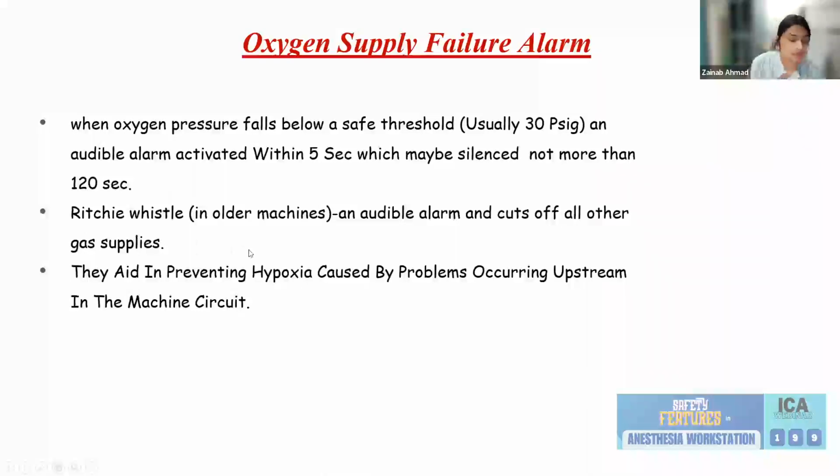In older machines, there used to be something called the Ritchie whistle, which everyone must have read. The Ritchie whistle is an audible alarm, and it cuts off all other gas supplies. It aids in preventing hypoxia caused by problems occurring upstream. That is the disadvantage: it does not prevent any leakage happening downstream. What is upstream, and what is downstream? Downstream is what is coming next. Upstream is what came before. Okay.